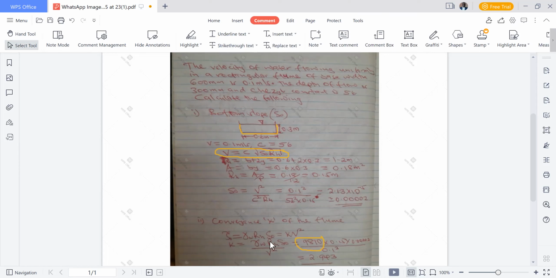So I multiply by hydraulic radius 0.15 times slope, which is 0.00002. I divide by V squared, which is 0.1 squared. So I'll end up with the value of K being 2.943.